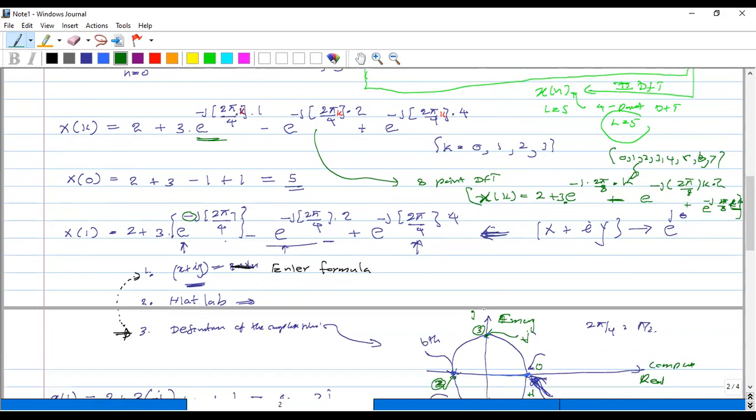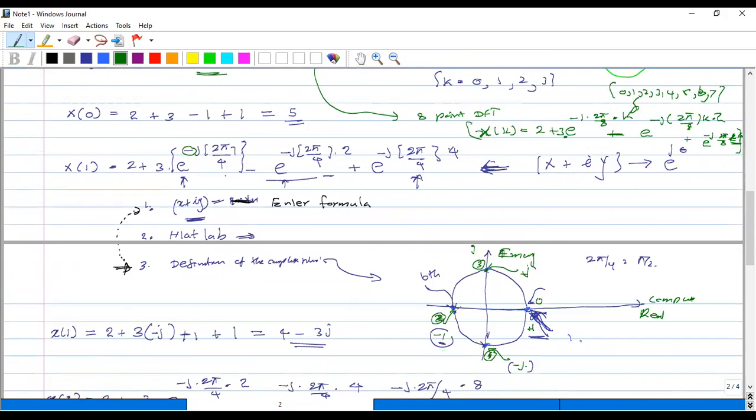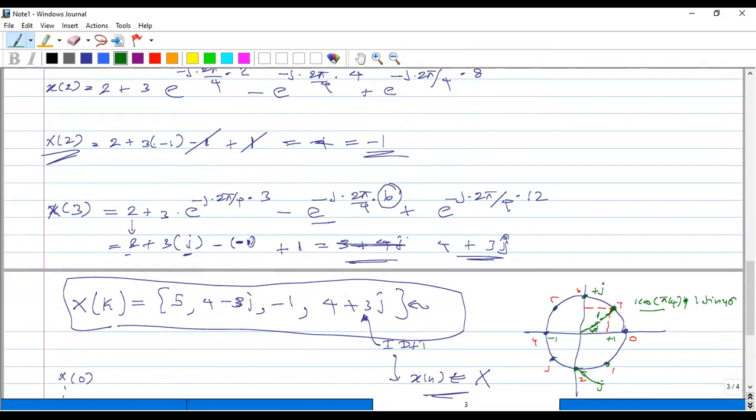And you can use the same method. So say that if you want to calculate e to the power minus j 2π by 8, 15 or something, you have to go through this circle. So this will be 1, 2, 3, 4, 5, 6, 7, 8, 9, 10, 11, 12, 13, 14, 15. So it will be this point. So you can calculate this value, or you can use Matlab.